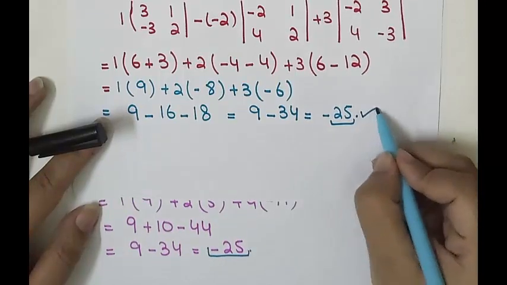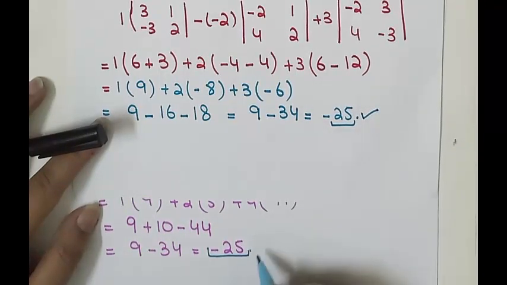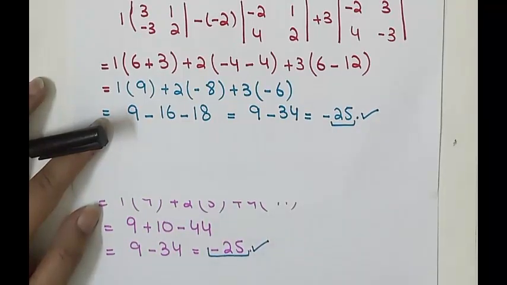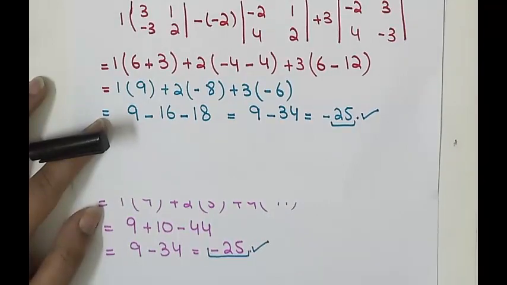So you can see we have minus 25 and after changing the rows and columns of determinant we have the same answer which is minus 25. So it means if rows and columns of our determinant are interchanged, the value of determinant remains unaffected. So let's move towards the second property.